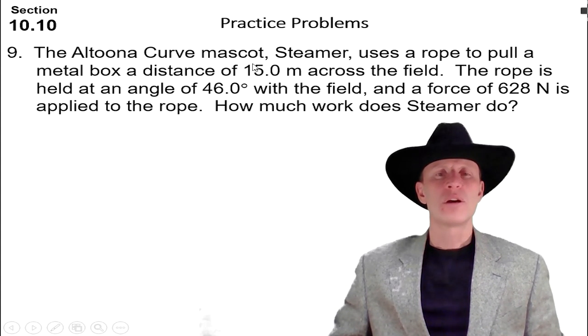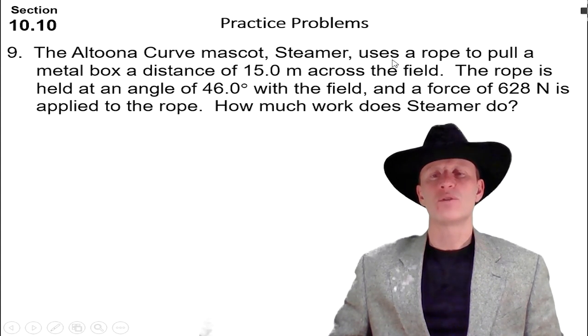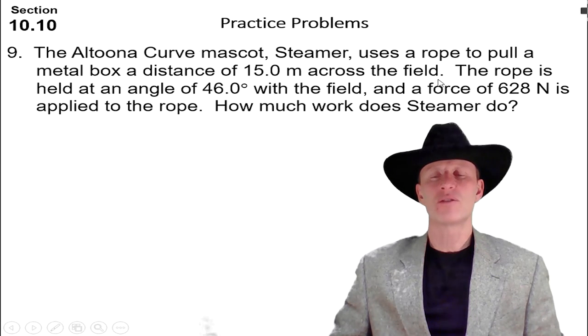Looking at another problem, the mascot Steamer uses a rope to pull a metal box a distance of 15 meters across the field. The rope is held at an angle with the field, and the force that he exerts on the box is 628 newtons. How much work does Steamer do?